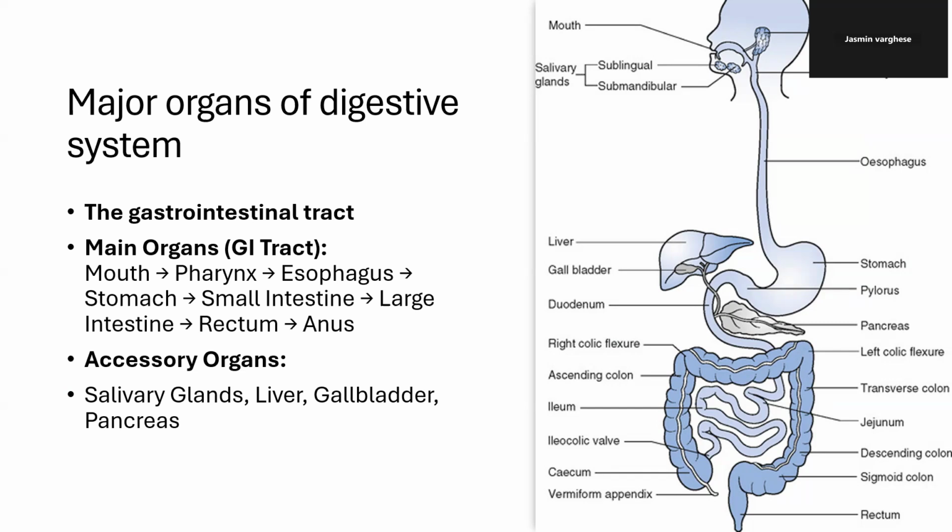Also, we have accessory organs such as the salivary glands, liver, gallbladder, and pancreas to support the process of digestion.